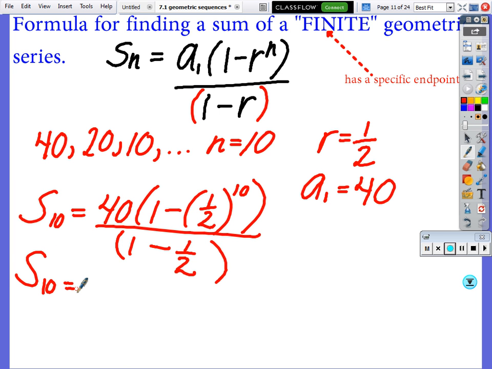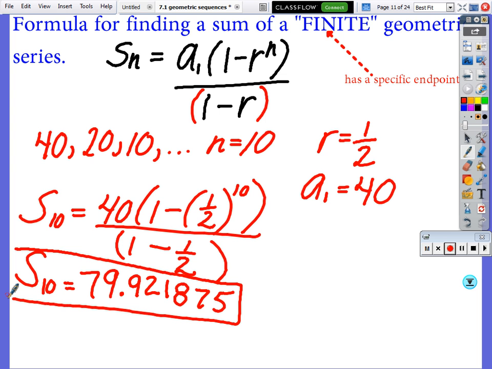So our sum up to 10 terms is equal to, practice typing it into your calculator. You better get the same thing we got in the last example by doing it the long way. But we're not going to use the long way from now on because it's a lot quicker to do it this way and use our formula. So you should get 79.921875, just like we got before. So our sum up to 10 terms of this finite geometric series is 79.921875.